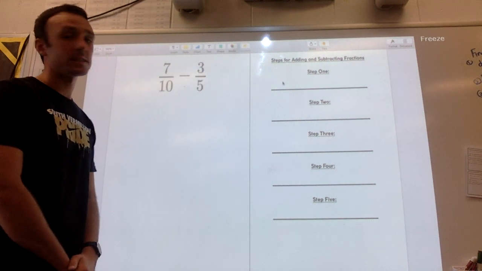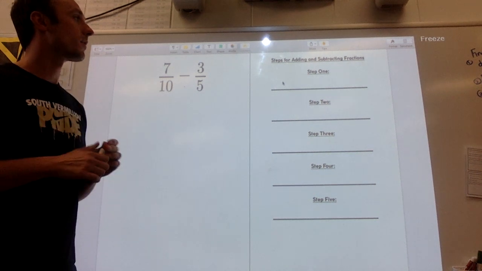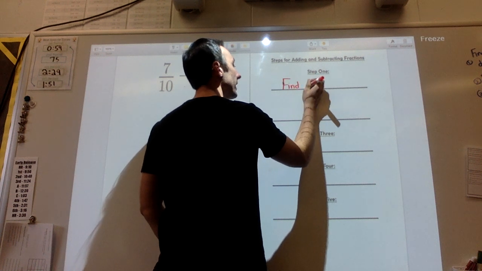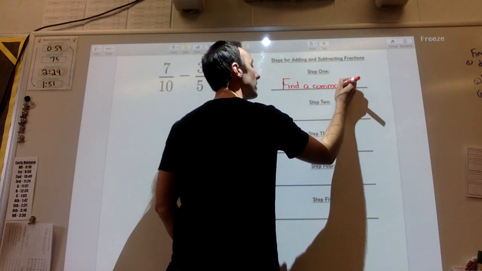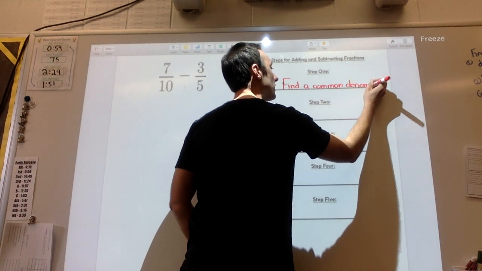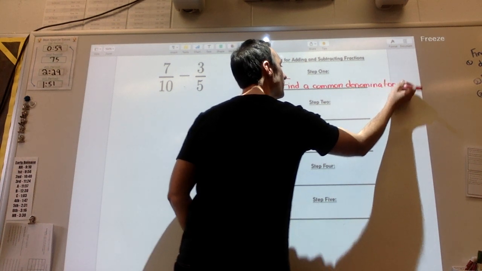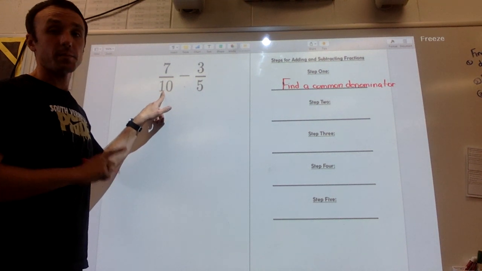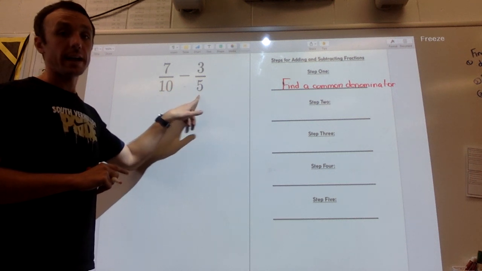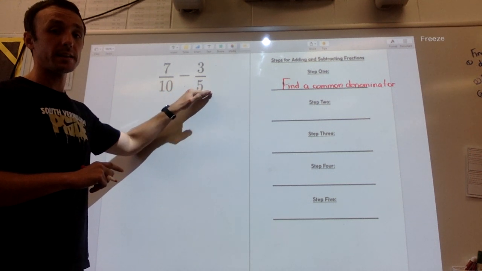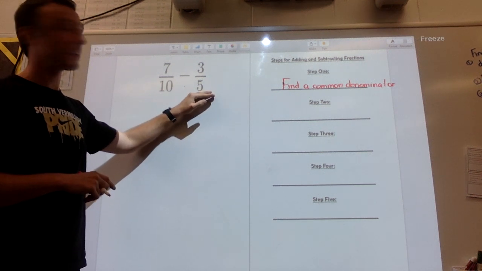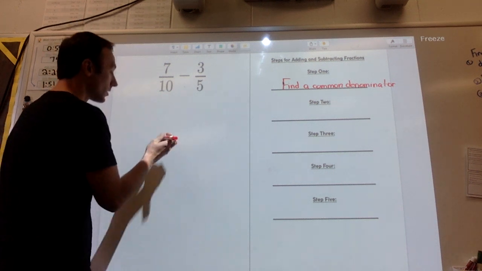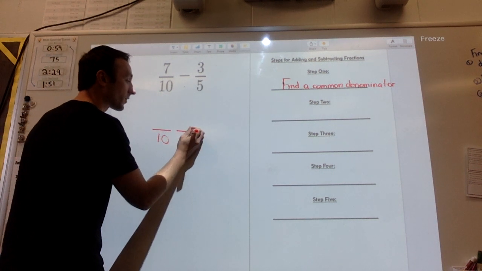We have 7/10 minus 3/5. And if you remember what we talked about on Friday, our first step is to find a common denominator. Find a common denominator. And if you remember, I did this by picking my largest denominator, 10. And I checked, the very first thing I do is I check to see if my smaller denominator can go into my larger denominator, or if I can multiply this to become this. Can 5 multiply to become 10? Yeah. So that's going to be our common denominator. We're going to use 10 as our common denominator.